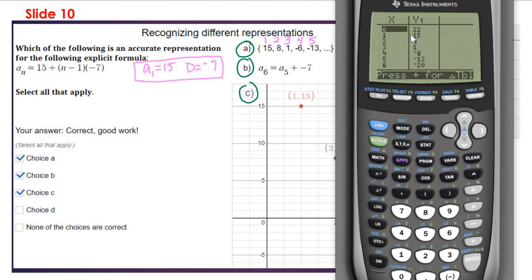Now, when I'm looking at this, the first term is 15. The second term is 8. The third term is 1. The fourth term is a negative 6. Fifth term is a negative 13. And this does match all the way across.